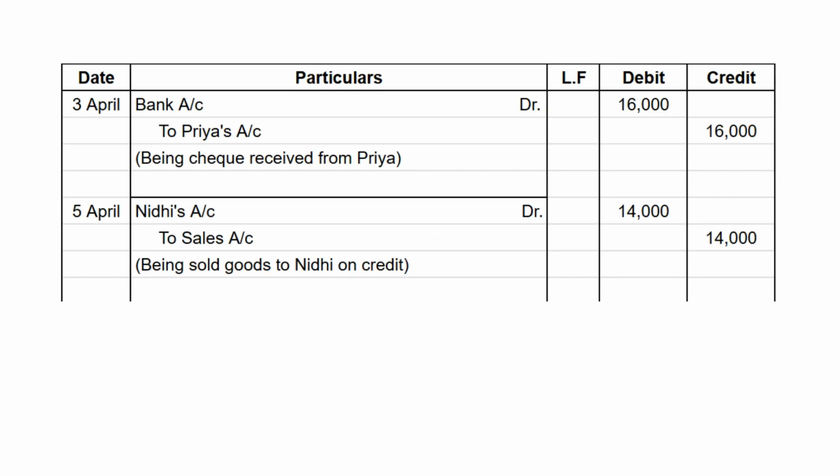5th April, Nidhi's account debit 14,000 rupees, to sales account 14,000 rupees, and the narration is being sold goods to Nidhi on credit. Next.